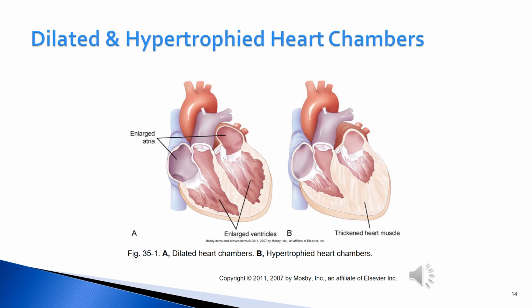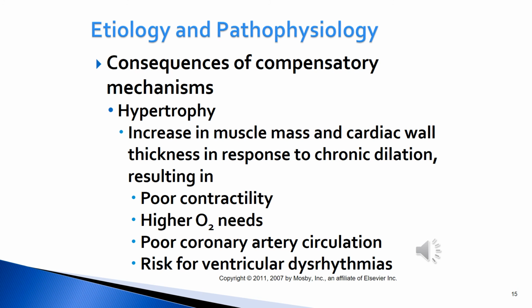Okay, so again, the initial reaction or compensatory mechanism is that dilated effect, whereas over time it becomes that hypertrophied heart chamber. So you can see the difference between A and B here, A being dilated and B being the hypertrophied. As previously stated, hypertrophy generally follows persistent or chronic dilation, thus further increasing the contractile power of the muscle fibers. This will lead to an increase in cardiac output and maintenance of tissue perfusion.